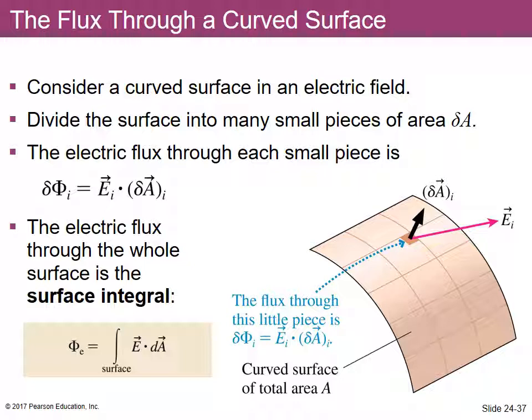Most of the Gaussian surfaces we considered in the last section were curved surfaces. The figure shows an electric field passing through a curved surface. How do we find the electric flux through this surface? Well, the same as before. Divide the surface into many small pieces of area delta A. Find the electric flux through each small piece, sum over all pieces, and create the same surface integral.